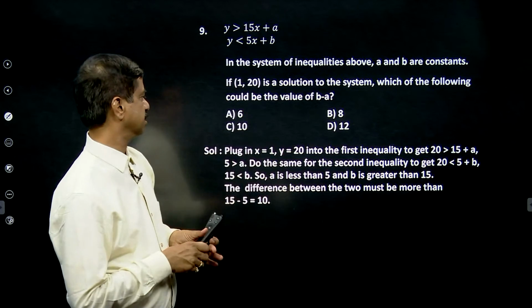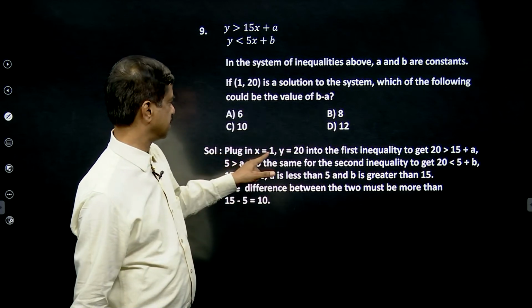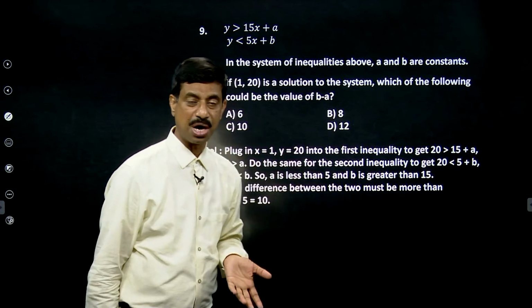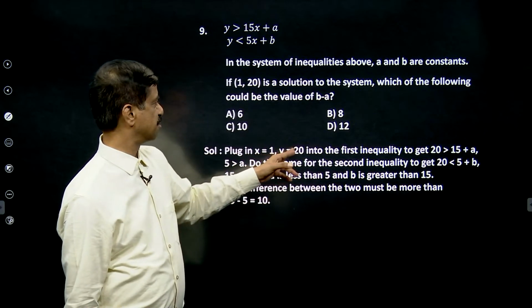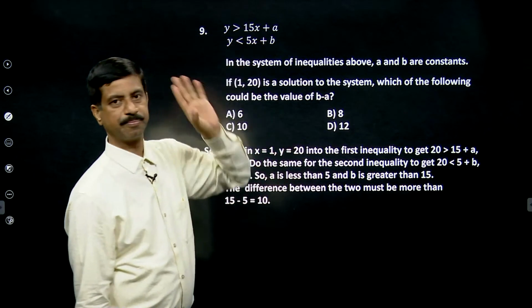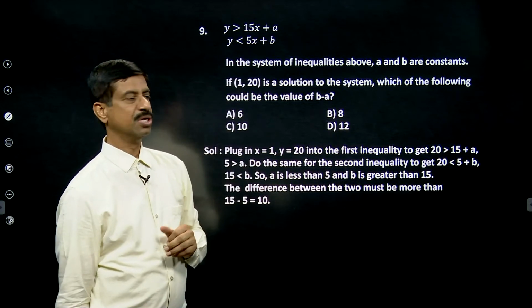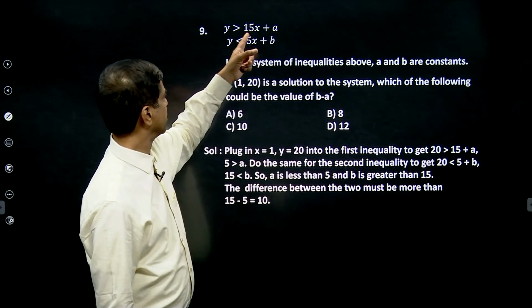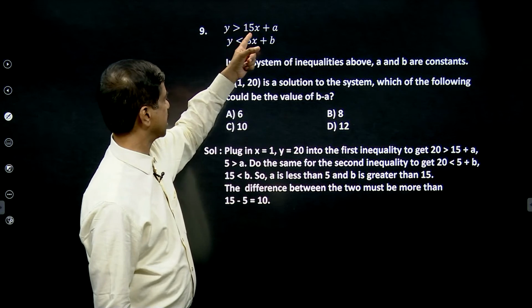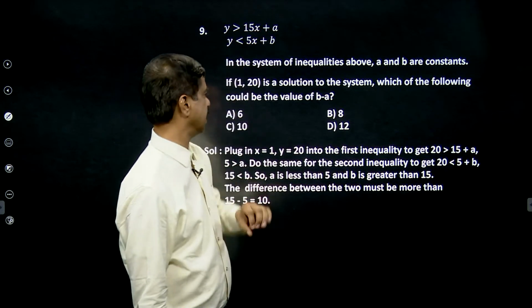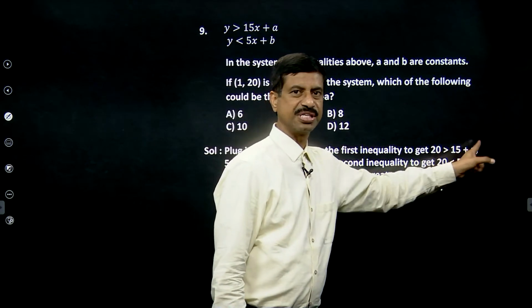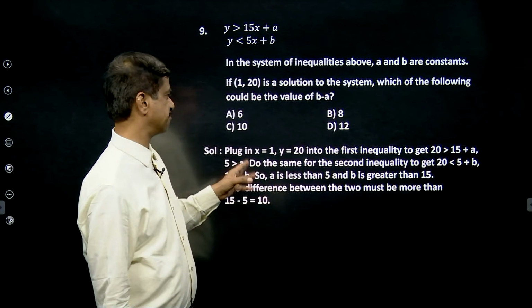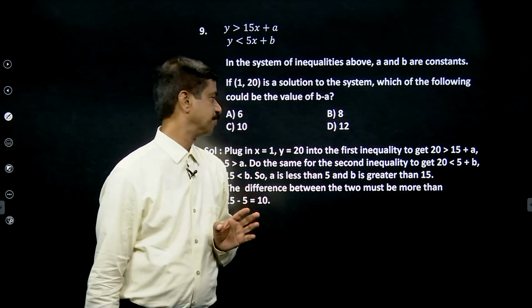So, now look at this, children. Plug in x equal to 1, y equal to 20. Plug in means substitute x equal to 1, y equal to 20 in the first inequality. So, what happens if x is 1, y is 20? 20 is greater than 15 plus a. So, 5 is greater than a. So, a is less than 5.